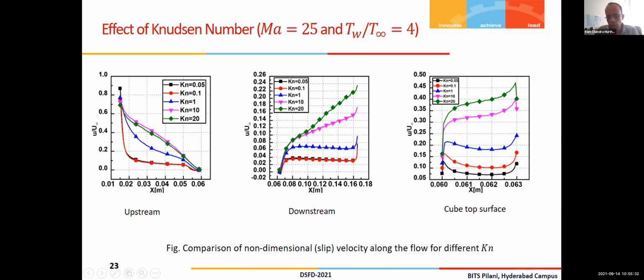And here we plot the non-dimensional velocity along the flow for different Knudsen number. And this we have plotted on the bottom surface. So upstream surface before the cube, and this is the downstream surface after the cube, and this is on the cube's top surface. So we see again more interesting trends here. Well, there is some commonality between all this. That is, for low Knudsen number, we see the more rapid variation of velocity near the wall, whereas for high Knudsen numbers, the velocity changes more gradually.